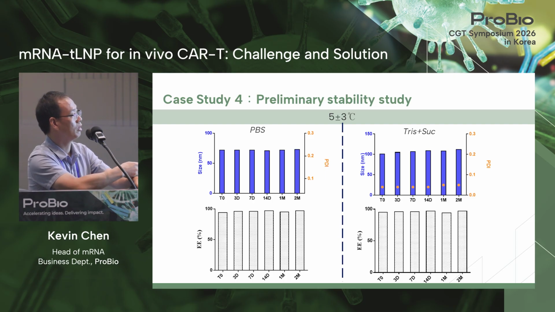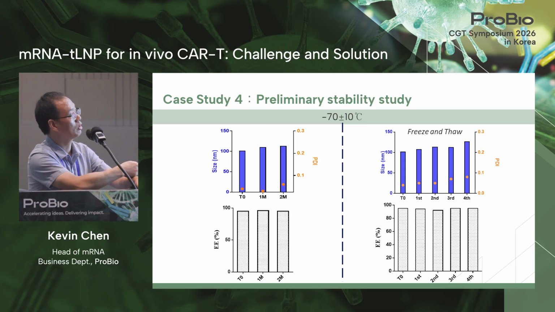Then we try to characterize the stabilities for these samples. Here I just show the timeline of 2 months. We use different buffers, like the PBS buffer and the Tris sucrose buffer, to store the TLNP samples, and then we check the size and also the PDI for these 2 different groups. As you can see, the size and the PDI are quite stable, and also we characterize the encapsulation efficiency. It's almost 96 or 97%.